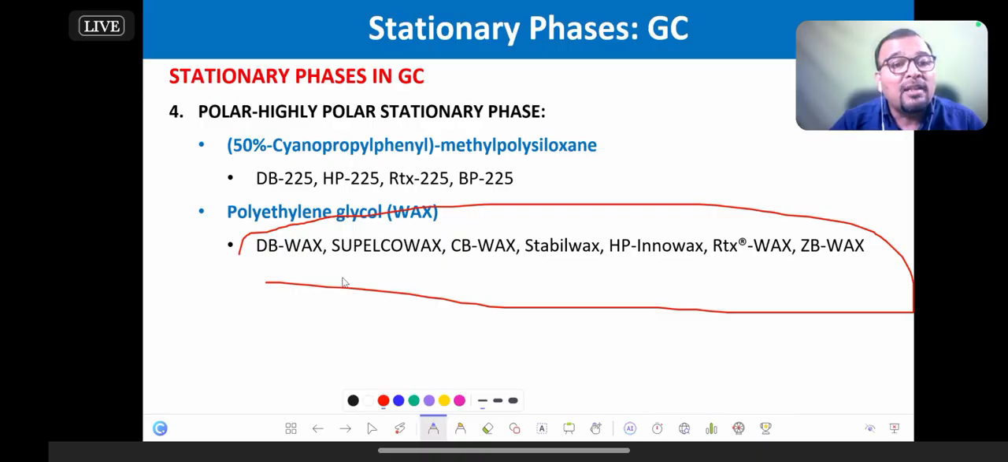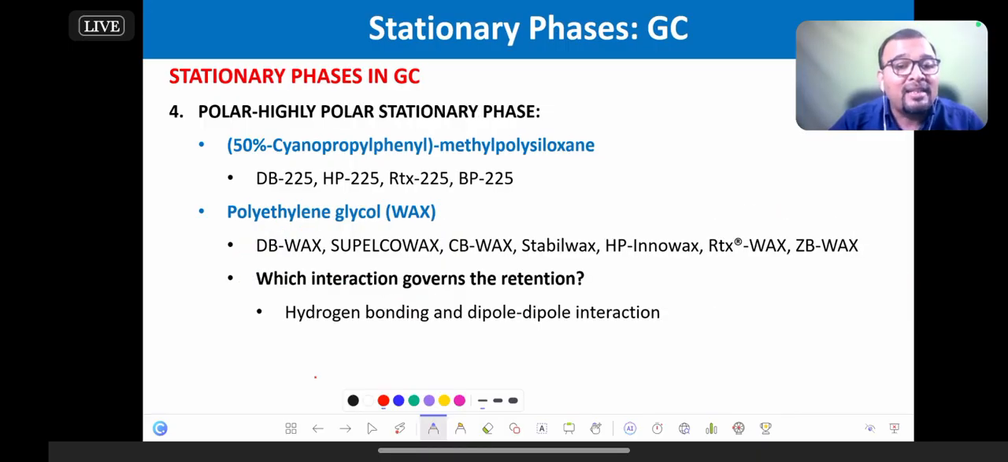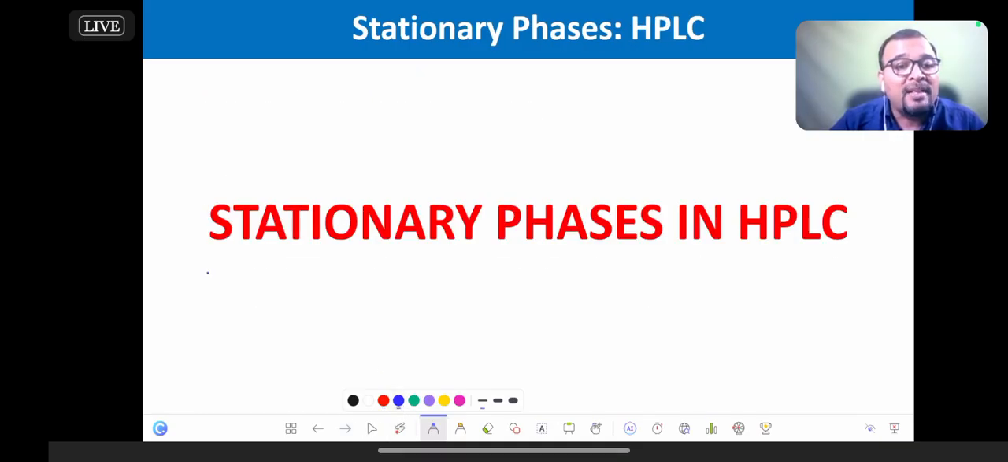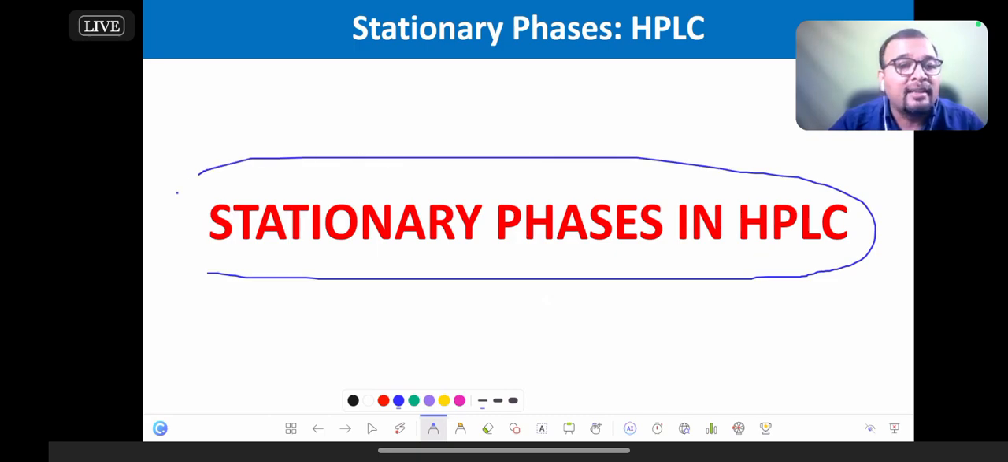And now I am going to turn to HPLC stationary phases. Are you ready for HPLC stationary phases? Now type in R for ready in the comment box. Type in R for ready in the comment box. Are you getting overwhelmed, by the way?